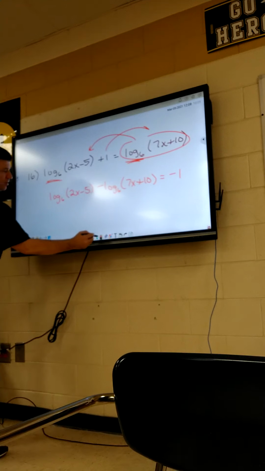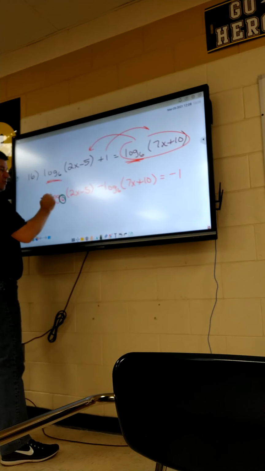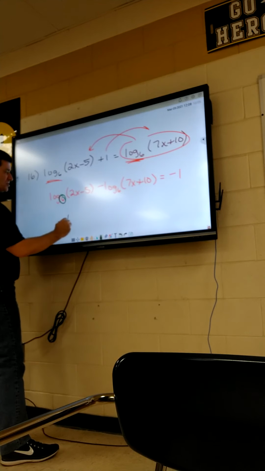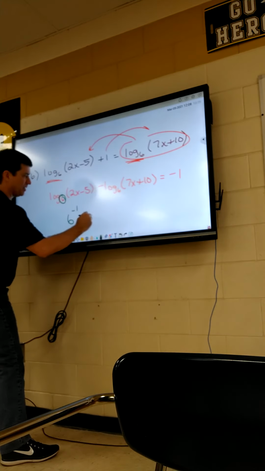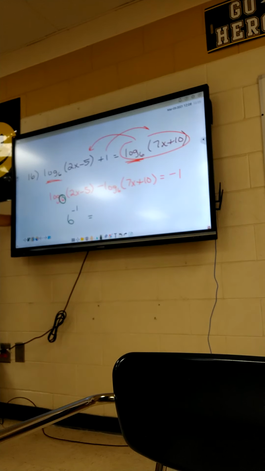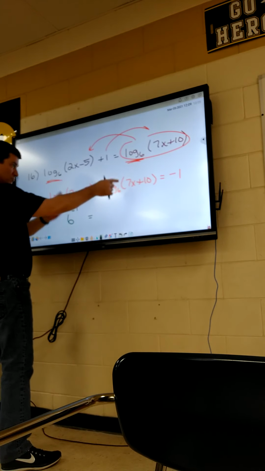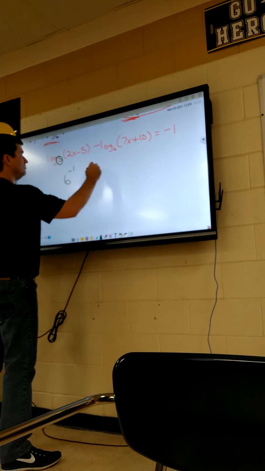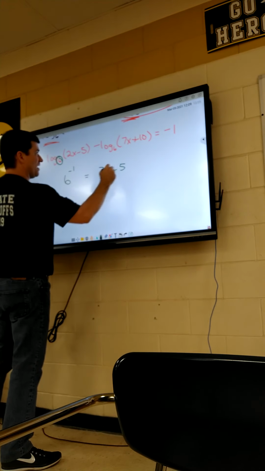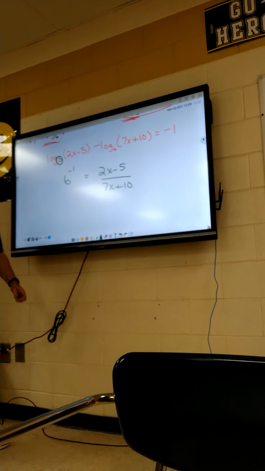All right, Bryson, here we go. Y'all got to use this number now. We can't cross it out. We got to use it. We're going to do 6 to the negative 1 power equals. Now these two, Trinity, have a minus sign in between them, so I got to divide those. So it's going to be 2x minus 5 over 7x plus 10. And this is how we're going to work this problem out.